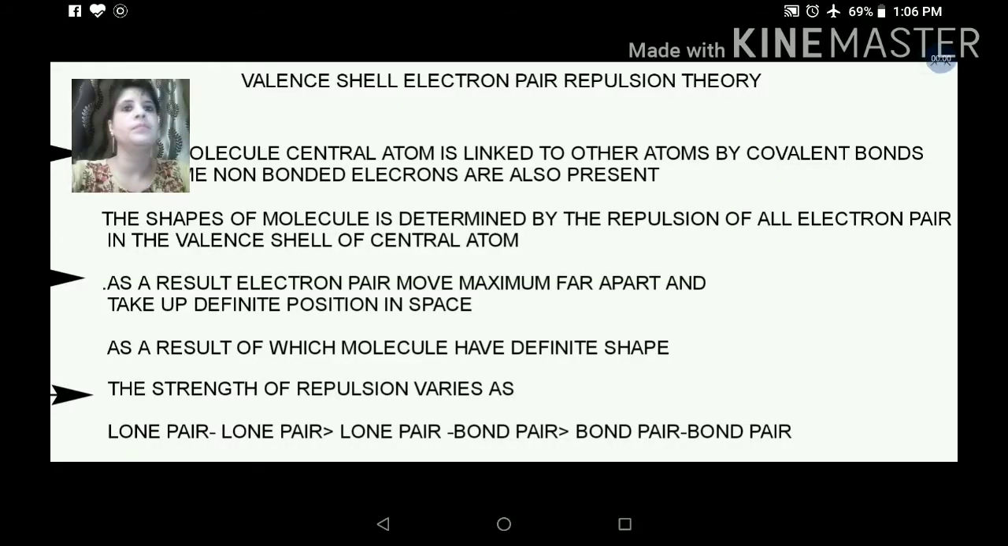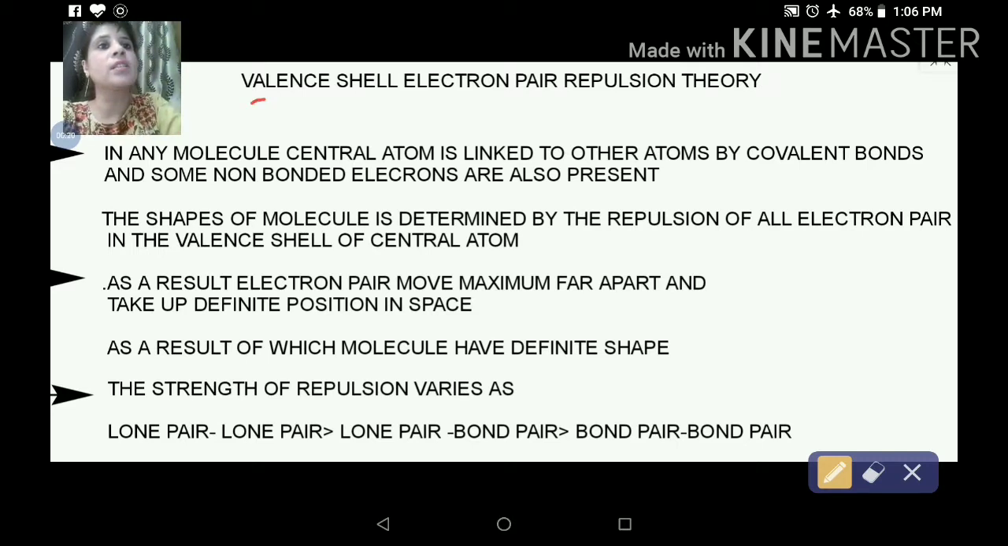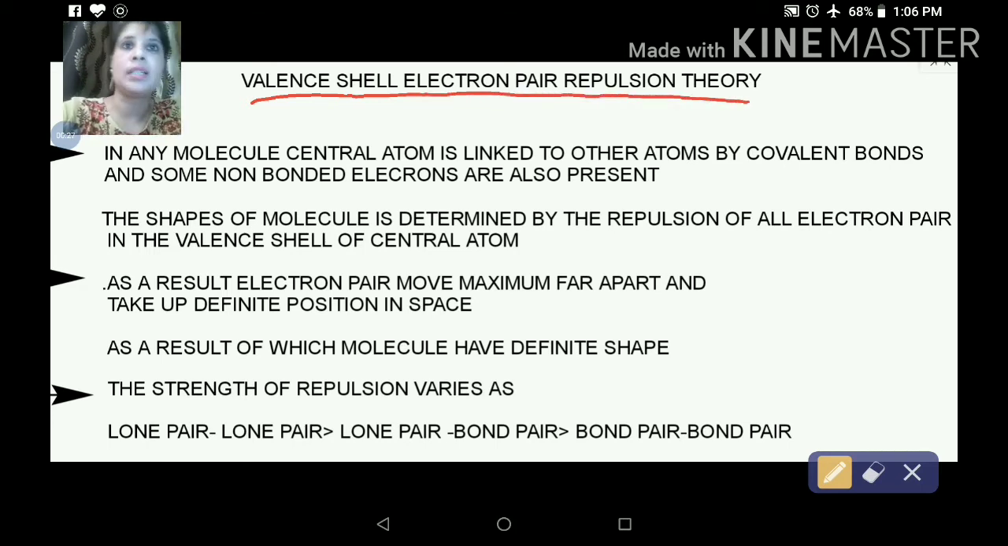So let's start with the topic. In my previous video, I discussed how the octet rule helps us to determine why molecules are formed, but the octet rule will not tell us the shapes of various molecules. So in order to determine the shapes and geometries of various molecules, the first theory which was put forward was valence shell electron pair repulsion theory. Let us see the postulates of this theory.